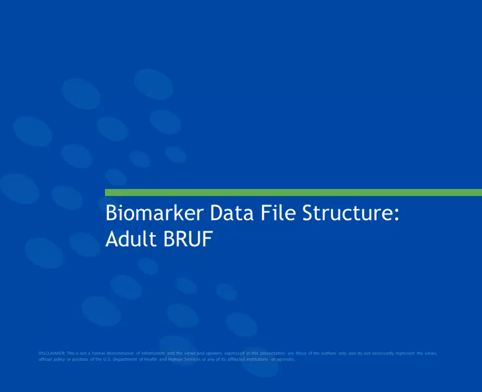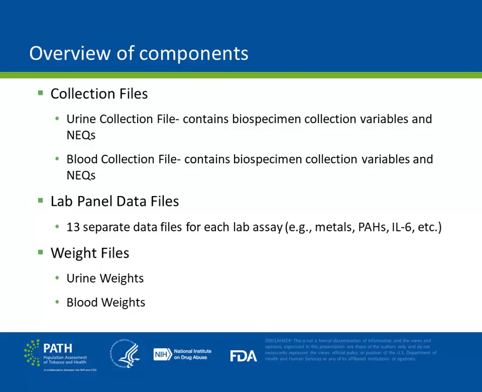Because the biomarker data contains information from a variety of different sources, the structure is different from the adult RUF and PUF. There are 3 major categories of file types within the biomarker restricted use files: collection files, lab panel data files, and weight files. There can be up to 2 collection files present for a given wave, a urine file and a blood file. However, if blood is not collected from the wave 1 core at a given wave, then the data file is not released for that specimen.